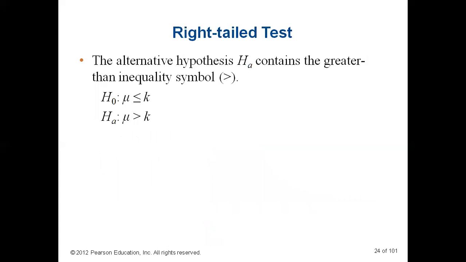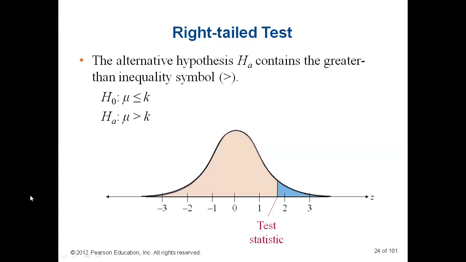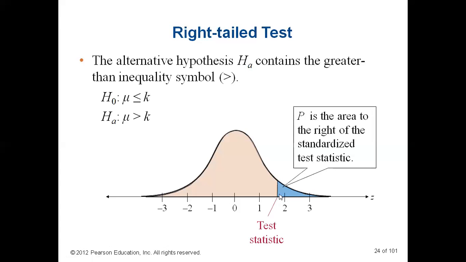Now the right tail test. In a right tail test, your alternative hypothesis will be mu greater than k, and the null hypothesis will be mu less than or equal to k. For the right tail test, the test statistic is this point. This is the value of z on the x axis, represented by z0. This is the test statistic, and the area to the right of this test statistic is represented by p. That is, p is nothing but the probability of this test statistic.